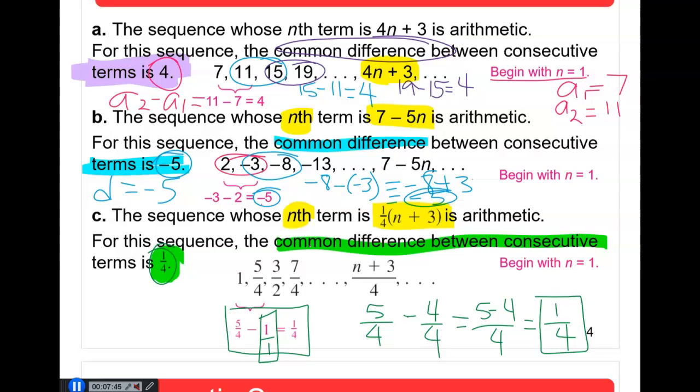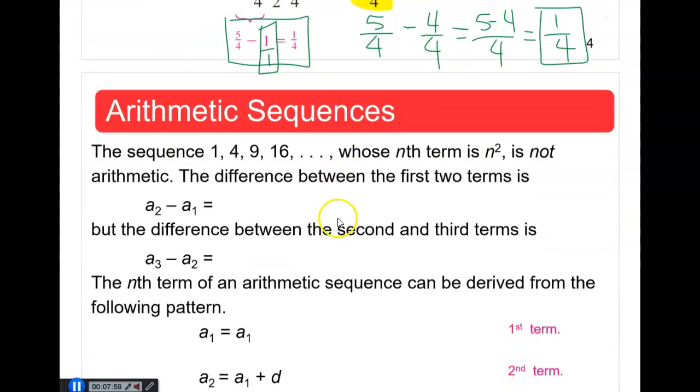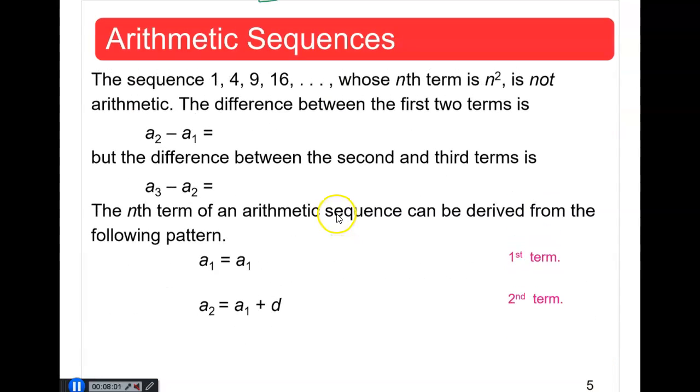However, the algebraic expression to find the nth term is n plus 3, and then divided by 4, or this is the exact same thing, 1/4 times n plus 3. They are equivalent expressions. So now we're going to go ahead and find the common difference for the sequence.